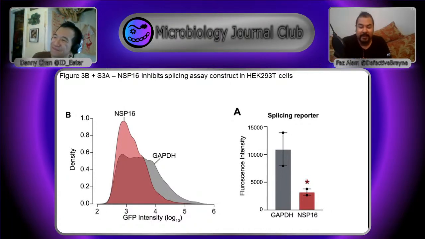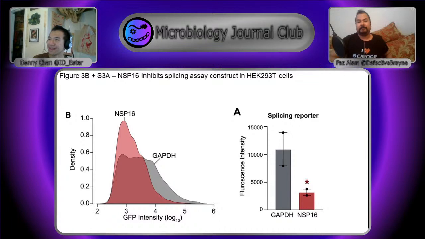So basically in figure 3B and S3A, they have a control where they have cells with GAPDH and cells with NSP16, I think. Again, they're making NSP16 in the cells, like we were looking at, and they cell sort them with the reporter. GAPDH is just like a regular old protein that exists in our bodies, an enzyme. It's something to do with the cytoskeleton, I think, or I can't remember exactly what, but it's just everywhere equally.